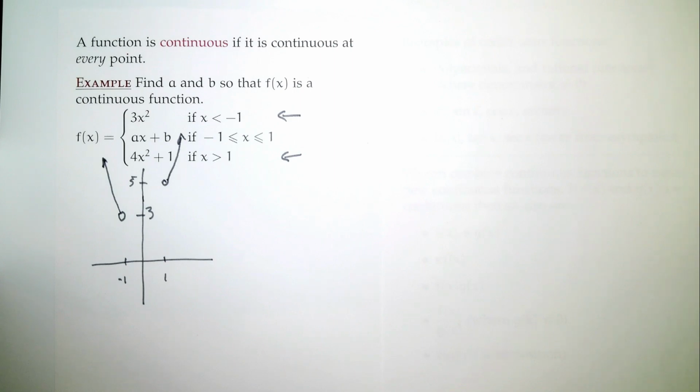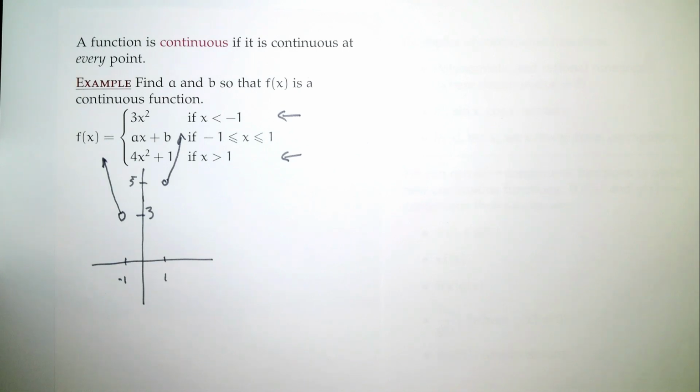Let's think about the middle. I should pause and say, is 3x squared a nice function? Is 3x squared continuous? It is continuous. What's special about 3x squared to make it continuous? Polynomial. Same reasoning says 4x squared plus 1 is continuous. So the left part is continuous, the right part is continuous. Ax plus b, what does that look like? It's linear, or a line. Now our line's continuous.